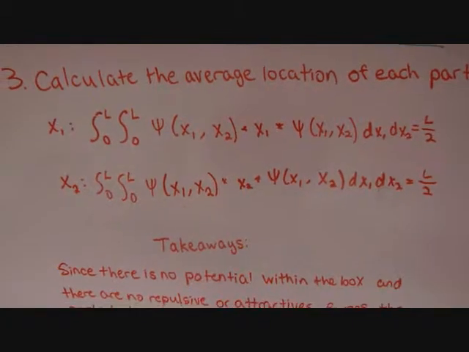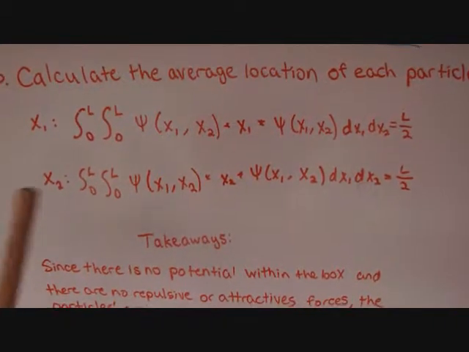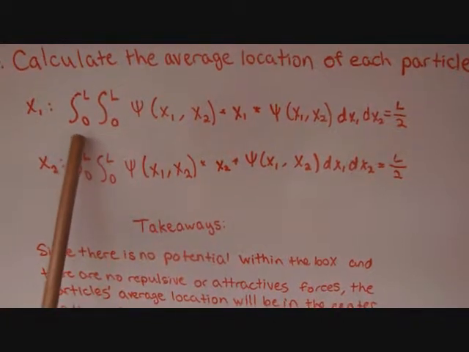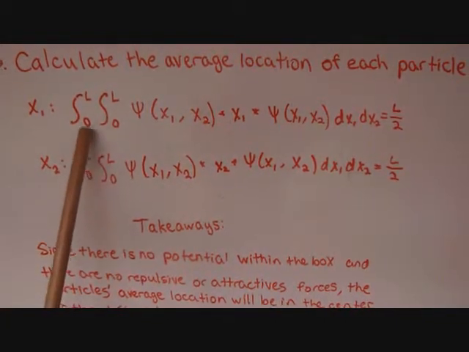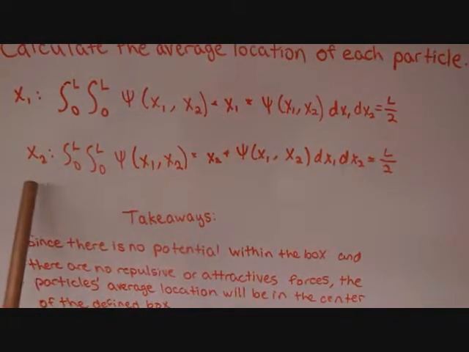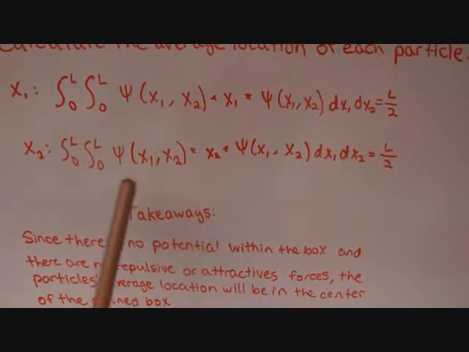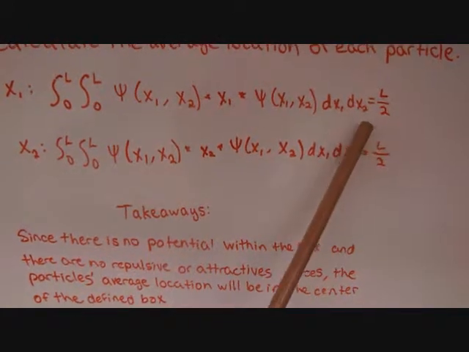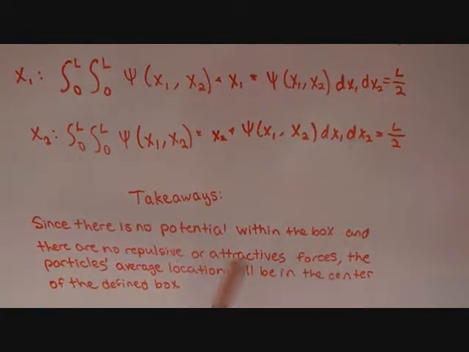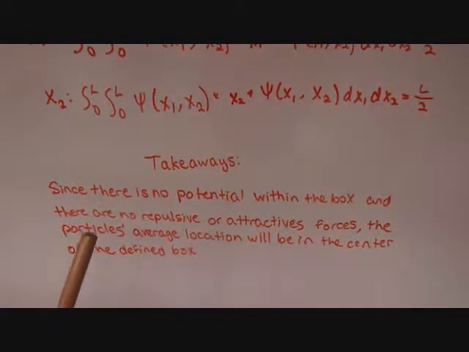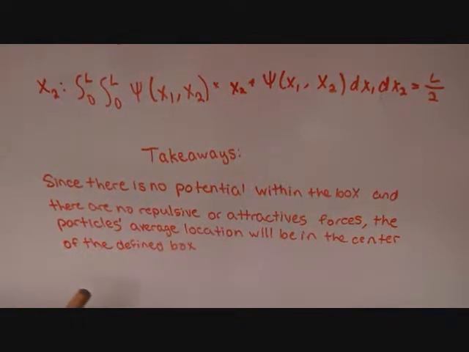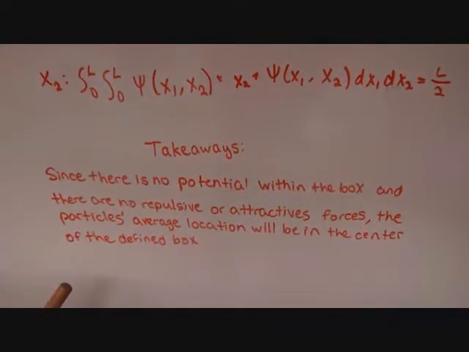So, in order to calculate the average location of each particle, the double integral of the wave function had to be taken with respect to each particle. So we took the double integral of each function within our defined area of our one-dimensional box with respect to each particle. And we found that the particle's average location was in the center of our defined box, or L over 2 for each. The reason for this is, since there's no potential within the box and there are no repulsive or attractive forces, each of the particles' average location will be in the center of the defined box.